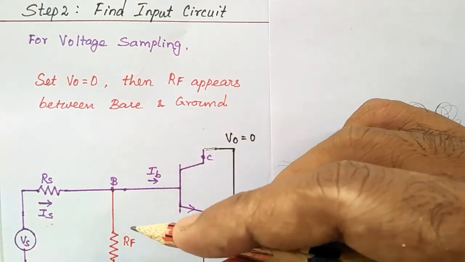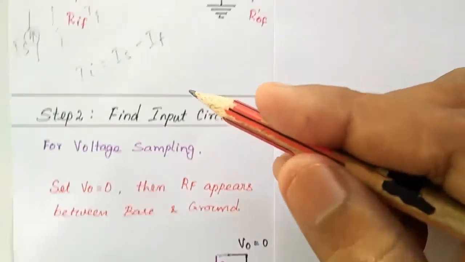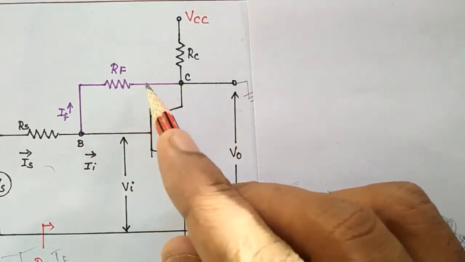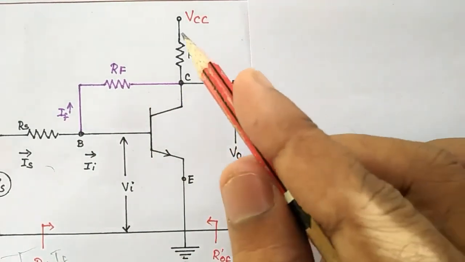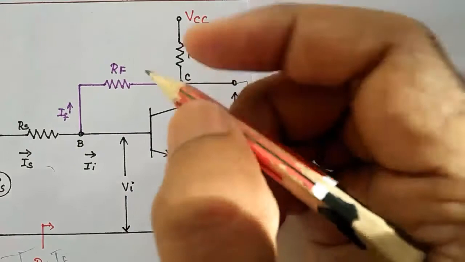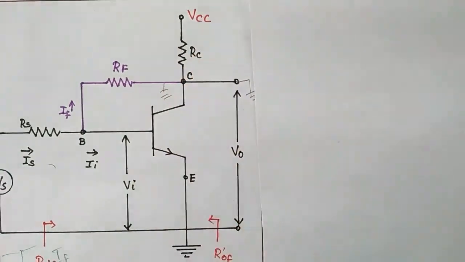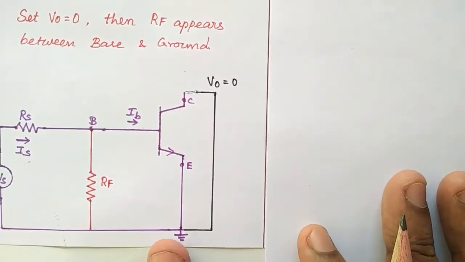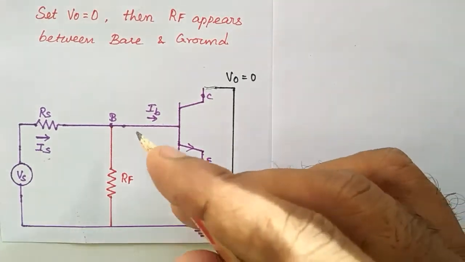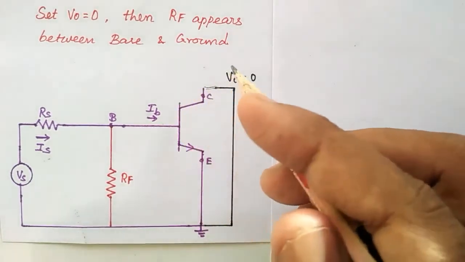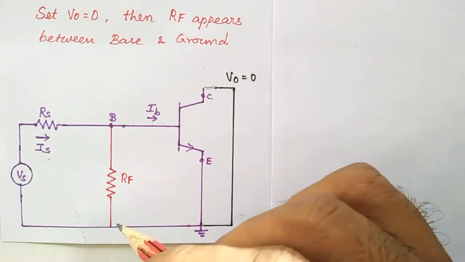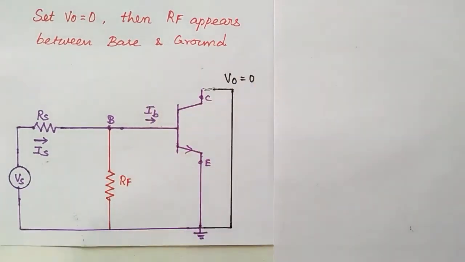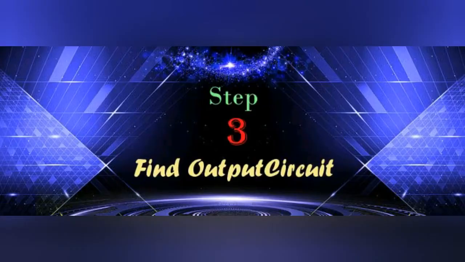Now the effect of RF, because RF is connected between the input and output side. In the circuit, RF is connected between input and output. If I make the output pin ground, the entire term becomes 0. So that means RF is now grounded. I can redraw the circuit as shown in this diagram. So RF is connected to the input side, and it is disconnected from the output side because the other end is already grounded. This is what should be done in step 2. Step 3, finding the output circuit.